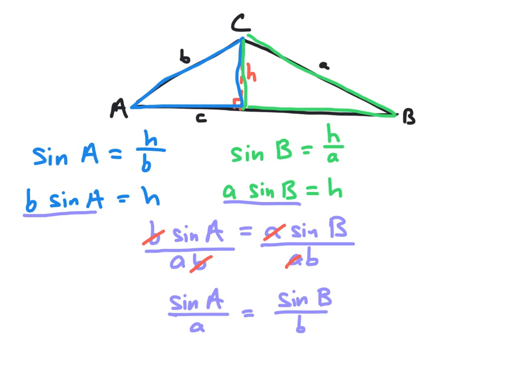Now we could repeat this same argument by turning our triangle so that a different side was the base and repeating our derivation here. And we would see that in addition to this, we would also get that the sine of angle C divided by side length c would be equal to these two expressions. And so these three expressions being equal to each other is the law of sines.